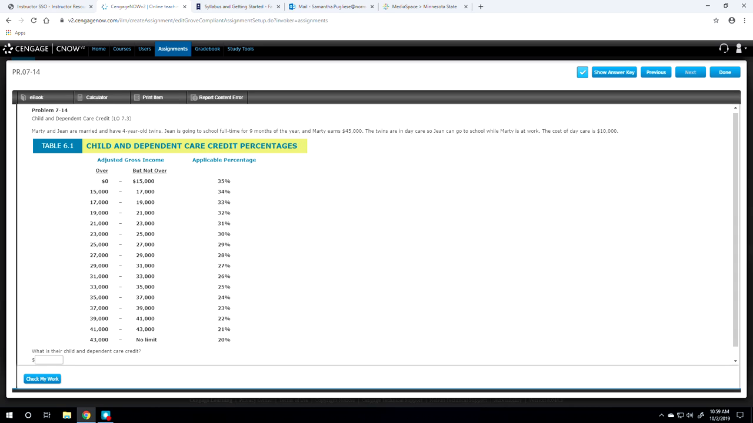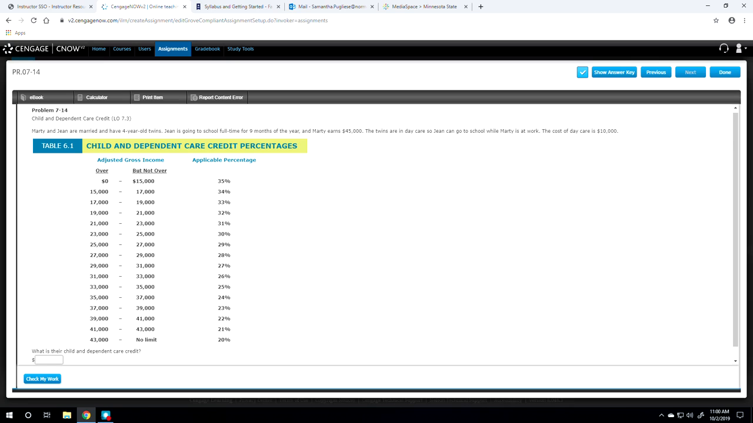So here we have 2 dependents because there's 2 children, they're twins, and Jean is going to school for 9 months. So Jean gets to have, for purposes of this calculation, earned income of 9 months times that $500 a month. So $500 a month times 9 is $4,500. So Jean, for these purposes, is considered to have income of $4,500. Marty is considered to have $45,000. We can only use the lesser of the two, so the $4,500.